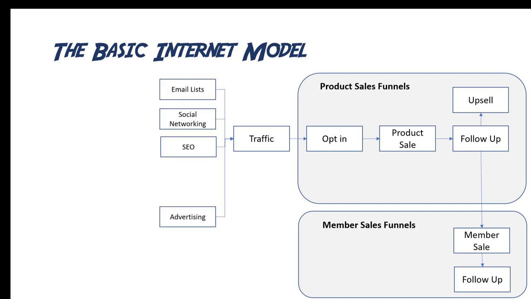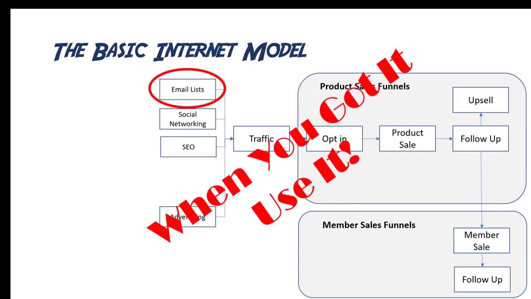Now the key to making all of that work is having traffic. You've got to get people to see what you have on the internet before you can take them into your sales funnels. And how do you get traffic? There's really only 4 ways. One is email lists. One is social networking. One is search engine optimization or SEO. And the 4th is advertising. When it comes to email lists, if you've got an email list, use it. Now that doesn't mean you go out and buy one. That almost never works.